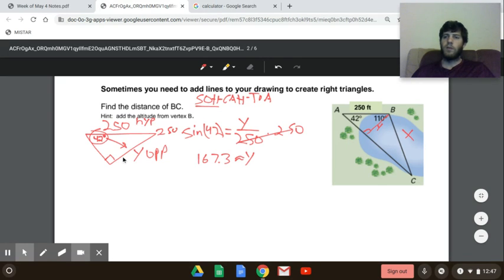We know the three angles of a triangle add up to 180. So we can do 180 minus 90 minus 42. And that's going to give us 48. So we know this angle here is 48. All right, if we know this angle here is 48, and we know this entire thing here is 110, we can do 110 minus 48. Okay, and that's going to be 62.